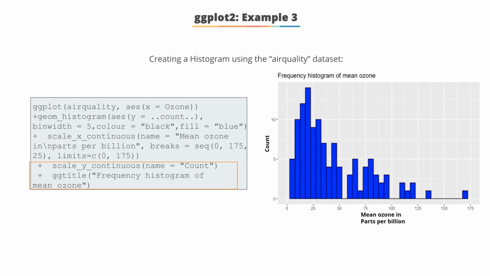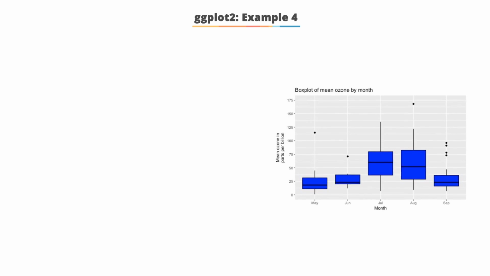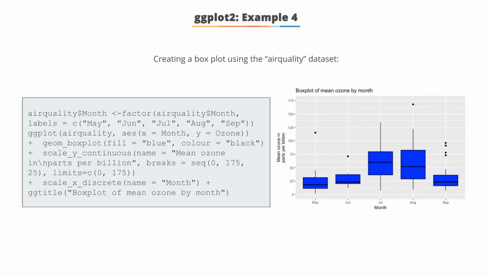The other two things on here as well, we have the scale_y_continuous with name count, which is for the y-axis, and then the ggtitle, frequency histogram of mean ozone, for the main title. Now, if we want to create a box and whisker plot using the airquality dataset, you can see that we create these factors by month. We can create labels: May, June, July, August, and September.